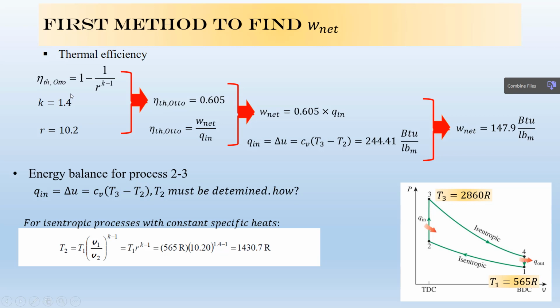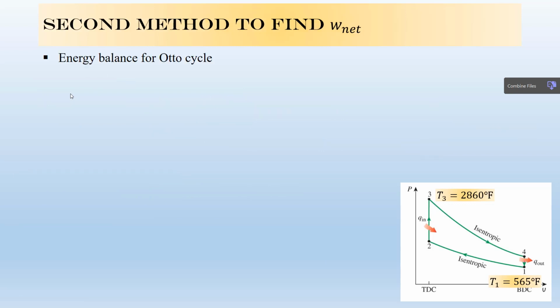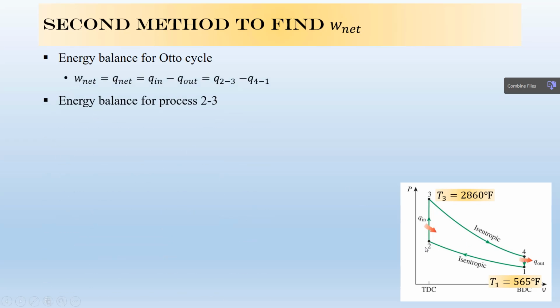If you want to find the W net, you can use the first thermodynamic law for the Otto cycle. Actually, this is a cycle, so you can write W net equals the Q net. We are looking for the W net. What is the Q net? Q net is Q in minus Q out, correct? And then Q in is Q 2 to 3, and Q out is Q 4 to 1. So you need to find Q 2 to 3 and Q 4 to 1.